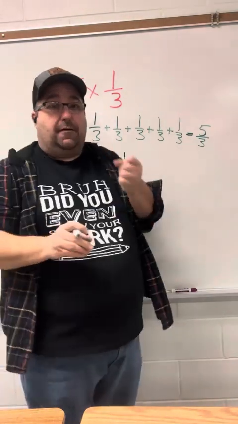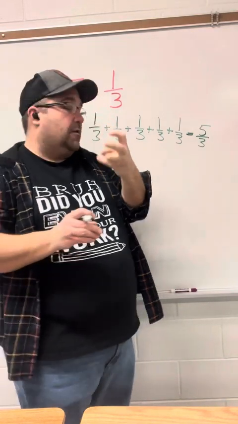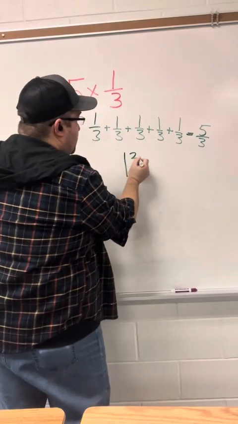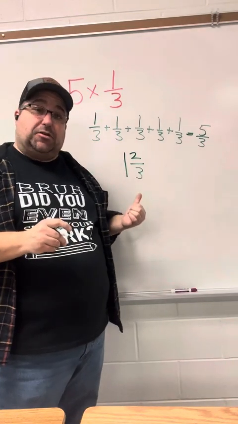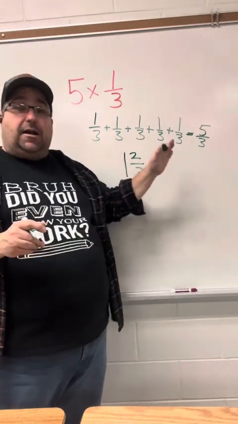And then if I have 3, 4, 5, I got 2 left over. That's 2 out of 3. So we get the same answer we just did with the picture by adding our fractions.